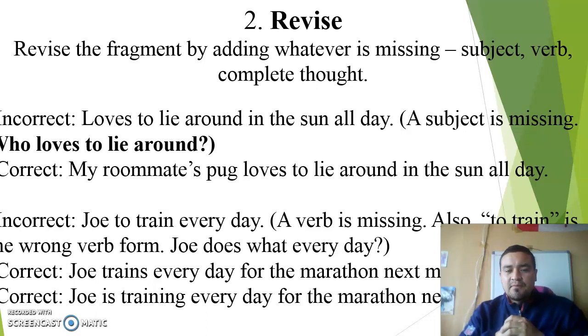Another incorrect example: "Joe to train every day." The verb is missing, but also the verb form is wrongly used. Because what does Joe do every day? The correct form: "Joe trains every day for the marathon next month," or "Joe is training every day for the marathon next month." Here, we corrected the verb form as well, and at the same time we are explaining and specifying what he is doing every day.